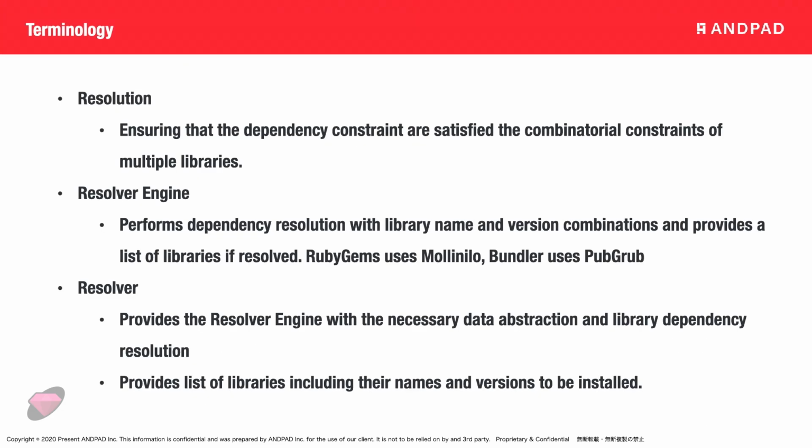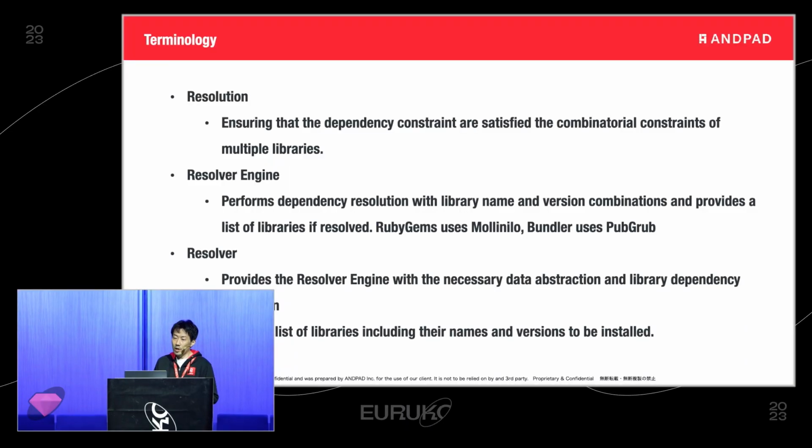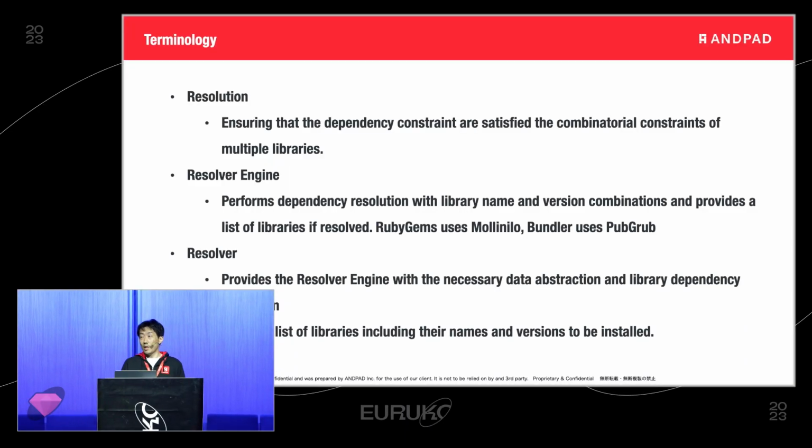Here are a few new terms I will introduce. Resolution means making a valid condition based on the combination of multiple libraries. The resolution engine provides a lock combination result from library names and versions only. Finally, the gem resolver. The resolver is a mechanism that abstracts the necessary data for the resolver engine and then provides a gem spec list of libraries to be installed for RubyGems and Bundler.